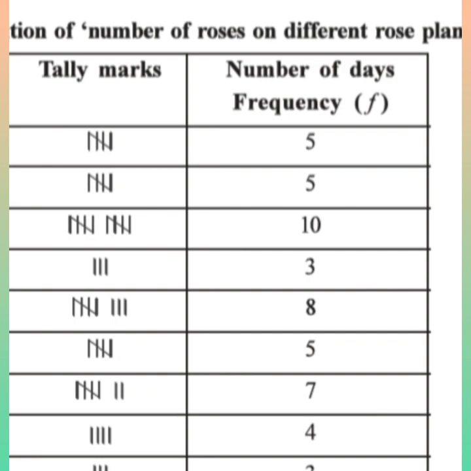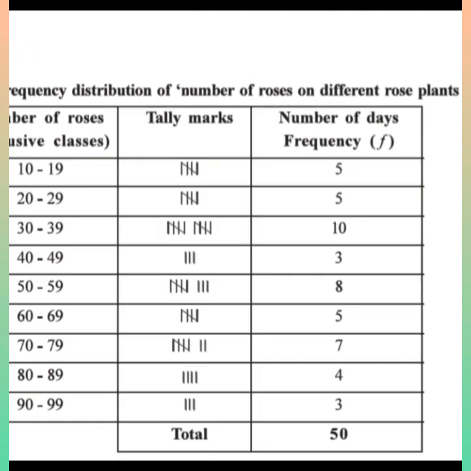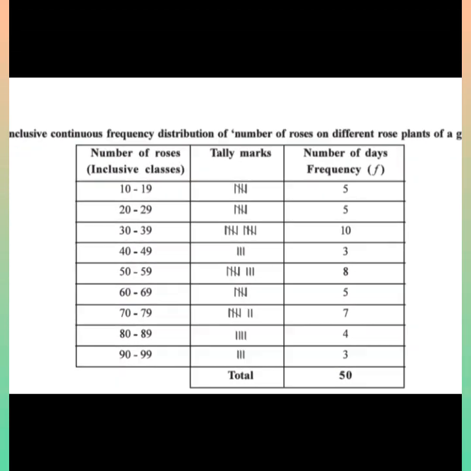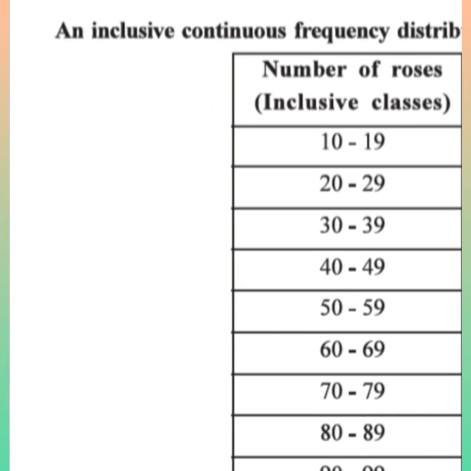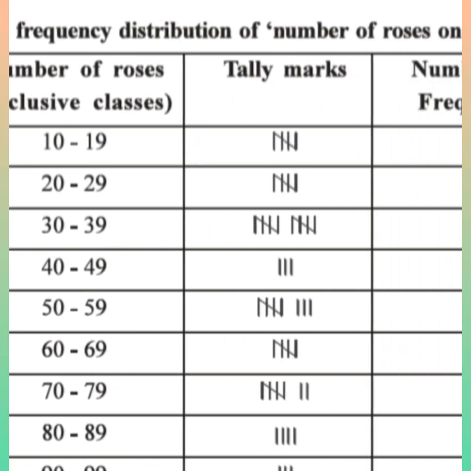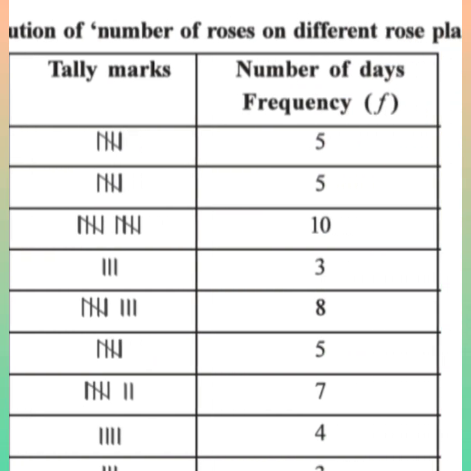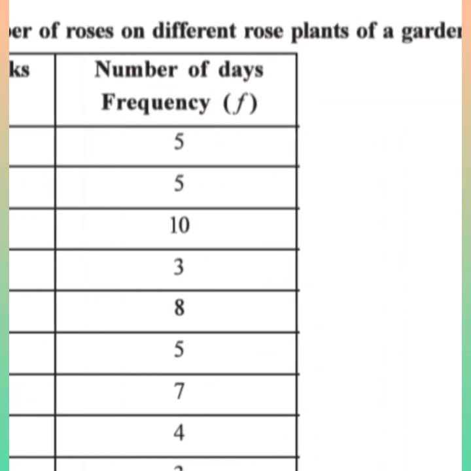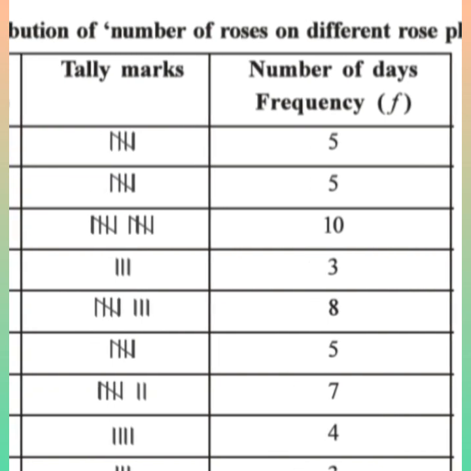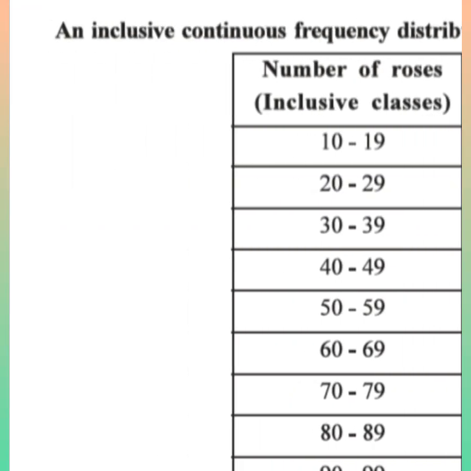As we have discussed, it is needed to give an appropriate title to the table. So over here, children, this is an inclusive continuous frequency distribution, right? An inclusive continuous frequency distribution of the number of roses of the different rose plants of a garden. Alright, now why is it an inclusive continuous frequency distribution?